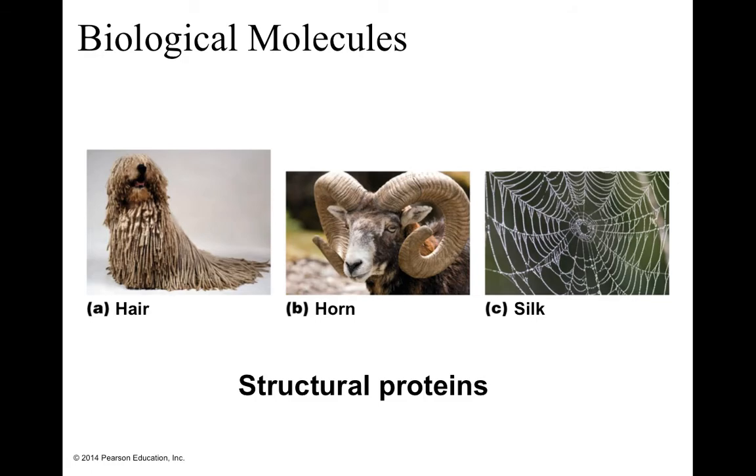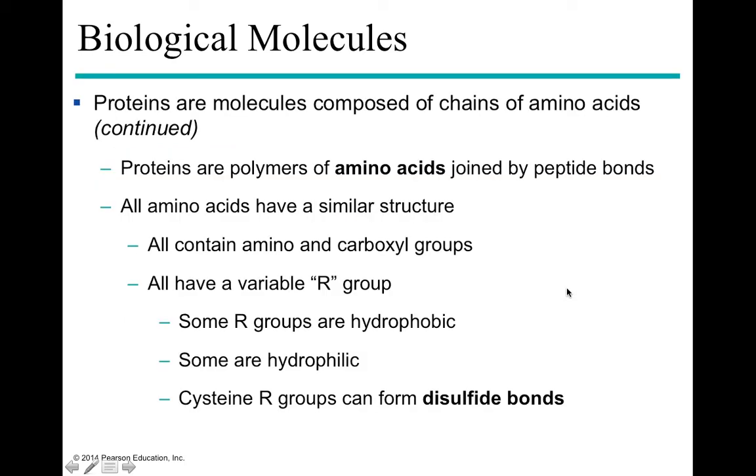Here are some examples of structural proteins. Again, hair, horn, and silk. The first two are made of keratin. Silk is its own structural protein. And proteins, again, are polymers. They're created from a chain of amino acids that are held together one at a time by these peptide bonds.